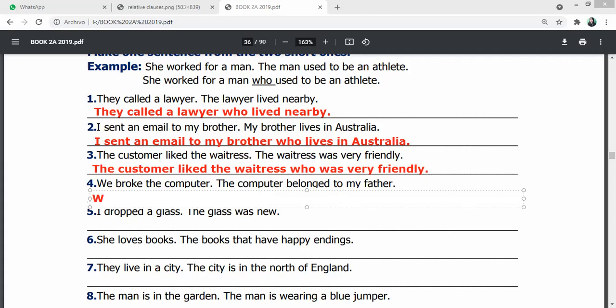We broke the computer whose the computer belonged to my father. Okay, whose the computer? No, we are going to use whose, but we are not going to repeat the subject noun. What is the subject noun? Instead of saying it, we say the computer, exactly.